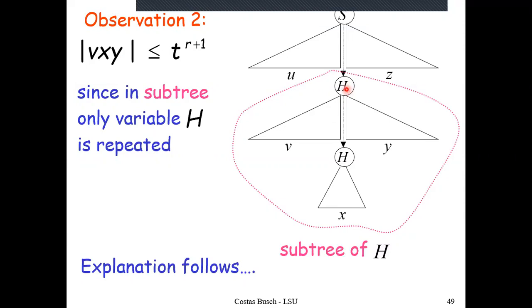And if the height of the tree is r plus 1 at the most, it poses a condition on the length of its yielding. The yielding is vxy, and the length of that yielding is supposed to be bounded above by t^(r+1). Okay. If this point is not clear, please ask me a question, otherwise I move forward.